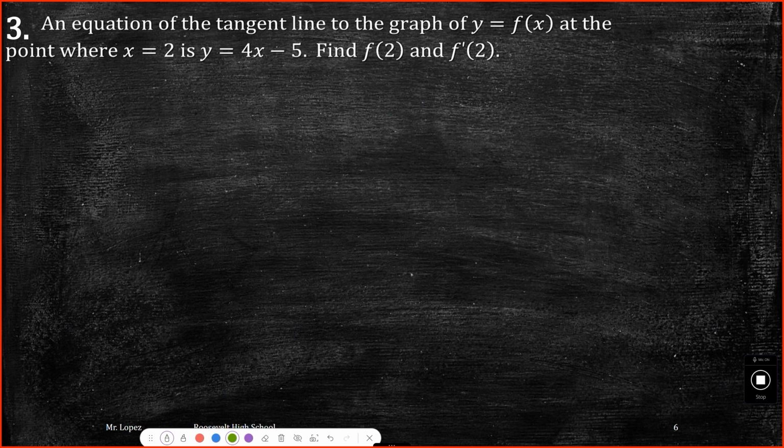Okay, so anybody, what's f of 2? F of 2 is 3, correct? All you gotta do is just plug it in. At the point 2, you could just do f of 2 equals 4 times 2 minus 5, which is 3. Yes. And what is f prime of 2?